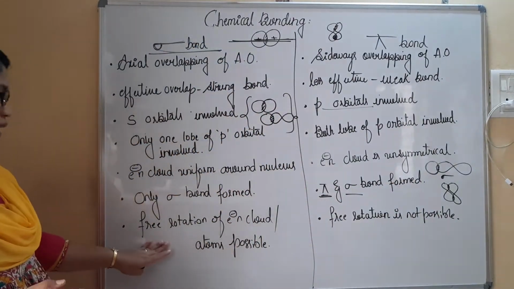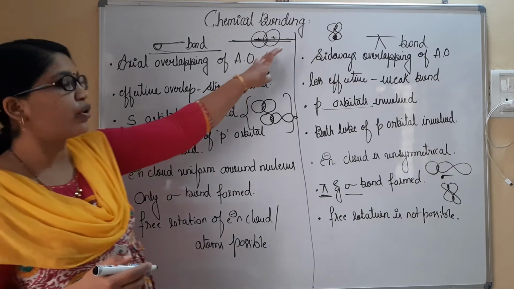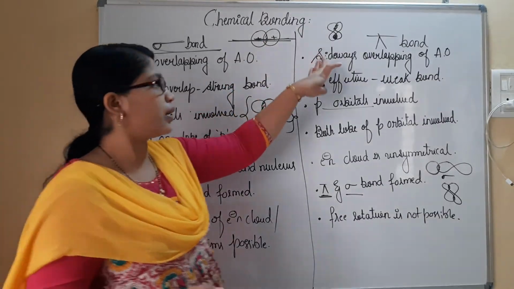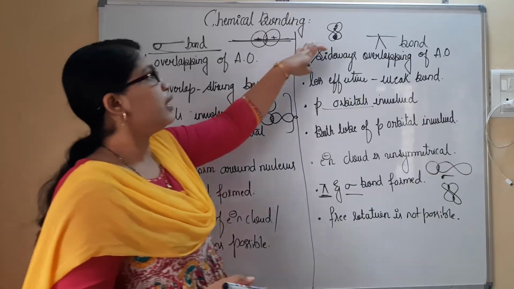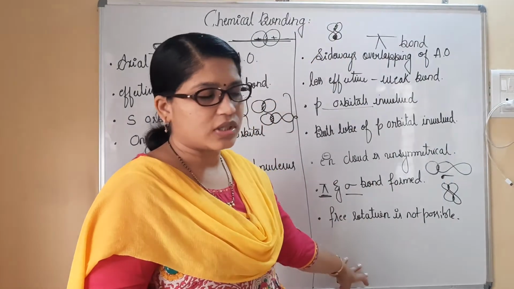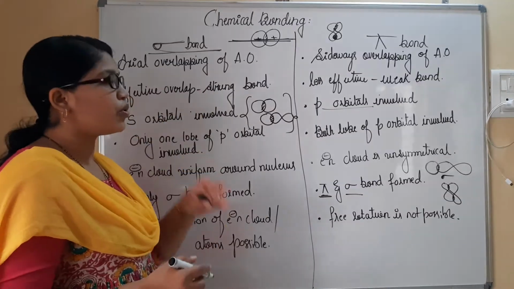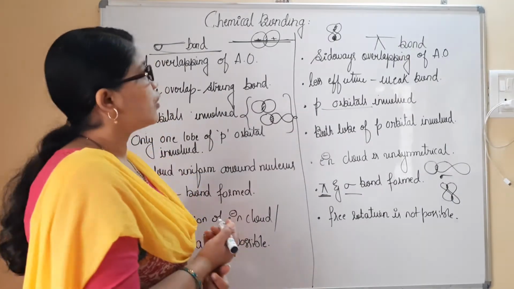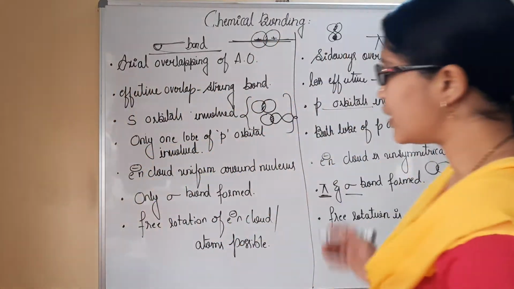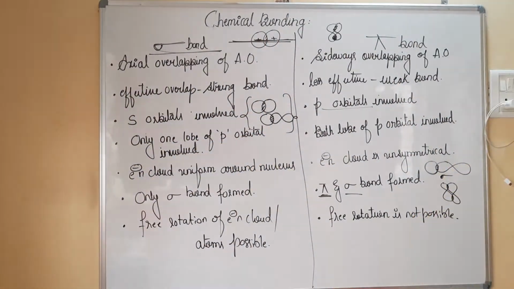Next, see here, as I told you before only, free rotation is possible in case of s orbitals, that is sigma bond. In case of pi, free rotation is generally not possible. So these are considered to be the most important differences between sigma bond and pi bond. Do copy these things. We'll move to the next.